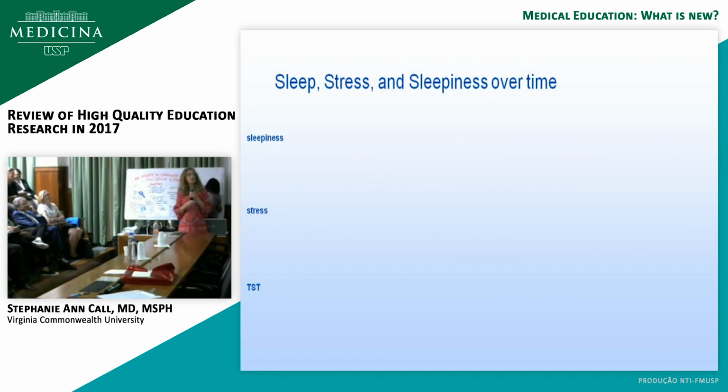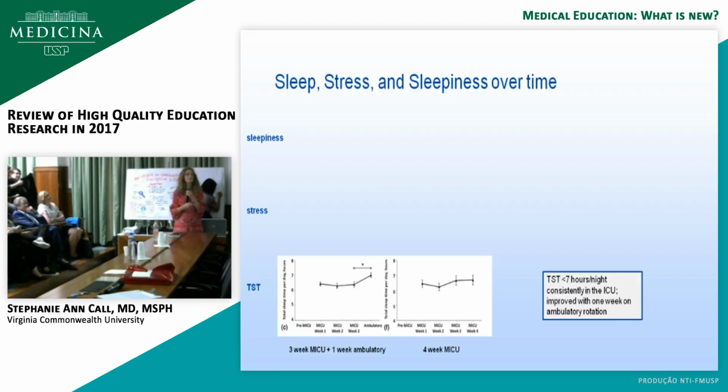If you looked over time at sleepiness, stress, and total sleep time, some very important patterns emerge. And this is actually finally a piece of data to support the block scheduling that we're using. And I like this because it supported what I did in my program when I didn't have the evidence. So if you look at, this is total sleep time over the time in the ICU, and we're going to focus on this side. You can see that their total sleep time was 6 point something, and then as soon as they got on ambulatory, it went up.